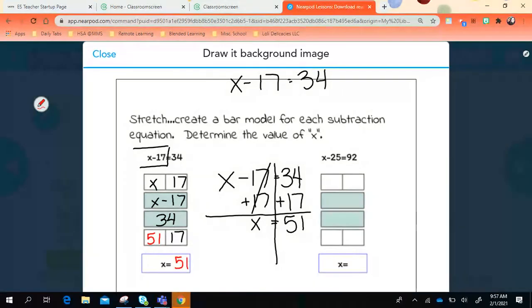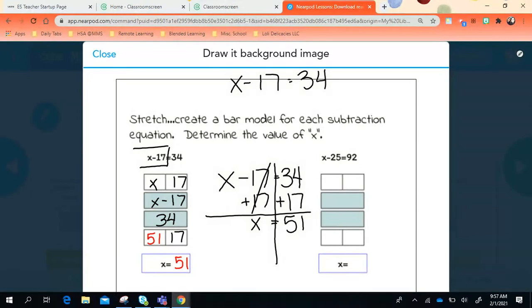X is 51. So those of you that are still subtracting, you have to pay attention to that sign. You have to do the inverse. That's why I like to show you the second way right next to it, so you can see what we're doing. So go ahead and try the next one.